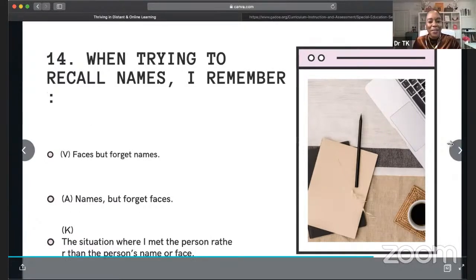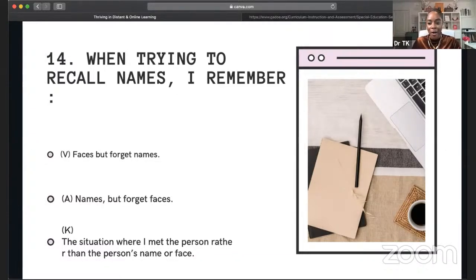All right. Last one on the learning styles quiz, number 14. When trying to recall names, and please be honest to who you are, V: I remember the faces, but I forget names. Be honest. You meet people and you think, I remember your face, but I don't remember your name. A: you remember the name, but you forget the faces. And then K: the situation where I met the person rather than the person's name or face.